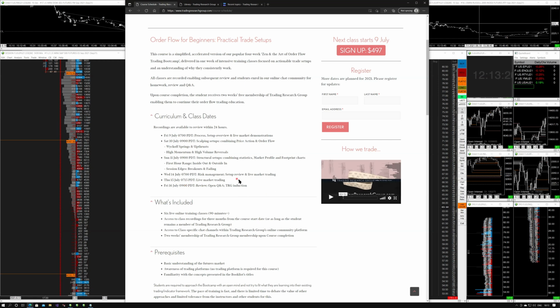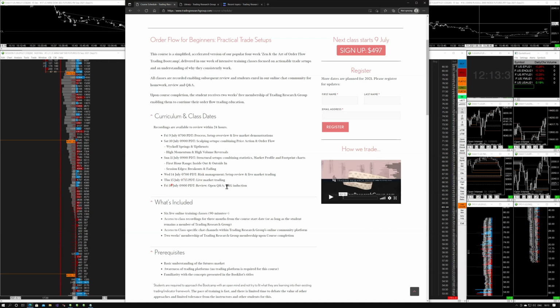On Wednesday, we do another session around the live market because we review the setups. We also focus on risk management. So we do this in the context of we understand the setups. Let's start to execute some of them live and talk through how we're dealing with risk. We do another session on Thursday.